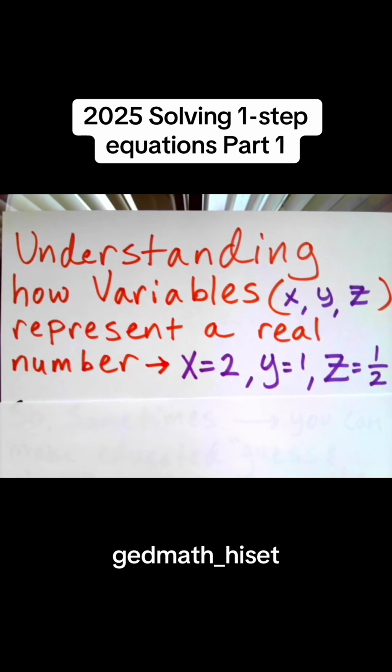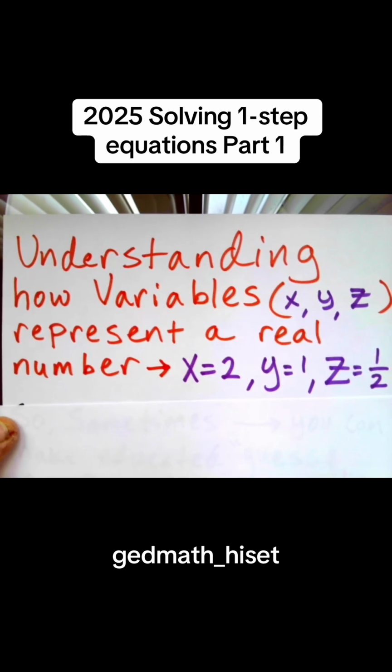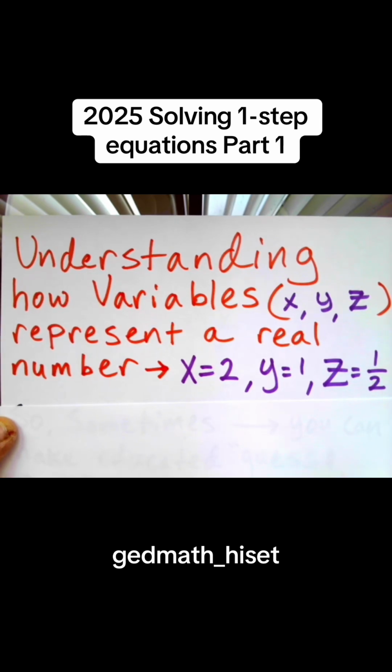So sometimes in these one-step equations, you can guess what that variable represents. It's a real number, right? Remember, variables are symbols. X, Y, Z, happy face, moon, star. They're just symbols to represent a real number. For example, X could be equal to 2, Y would be 1, and Z would be a half.